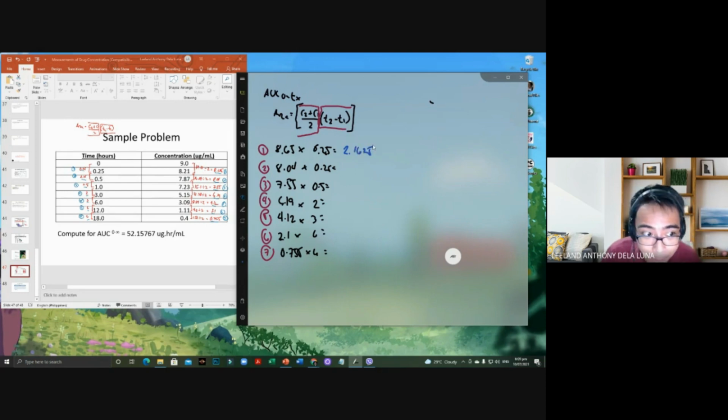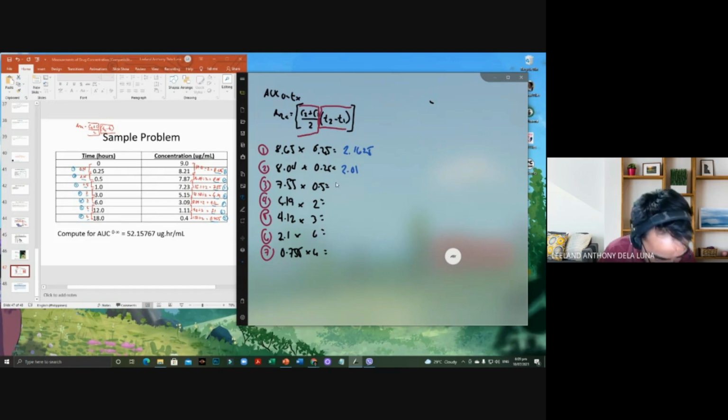We have 2.1625. Class, when we compute like this, let's not round off as much as possible, okay? If you do round off, for example when your paper is getting cramped, use at least 4 decimal places. As much as possible, try to avoid it. 8.04 times 0.25. We have 2.01.